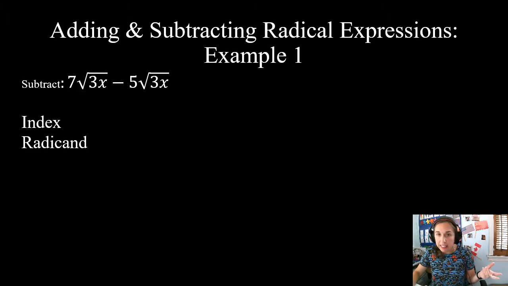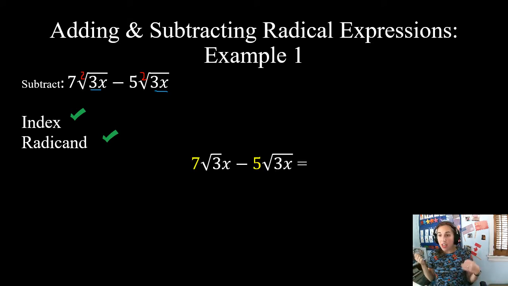So our index here is that little invisible 2. This has an index of 2, right? This is a square root. So both of these expressions, 7 square roots of 3x and 5 square roots of 3x, both have the index 2. So far, my index is the same, so we're good. Now we need to check to see if our radicand is the same. And remember, the radicand is just whatever is underneath the radical. So 3x and 3x. My radicand is the same. Okay, so I can just do this as a straight subtraction.